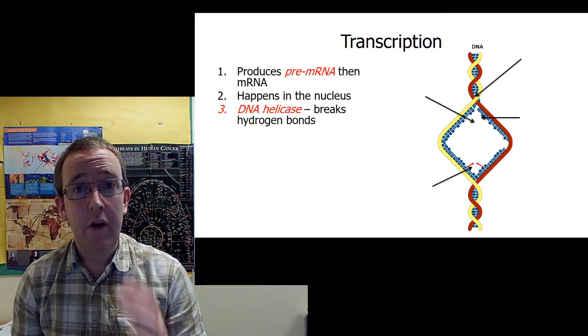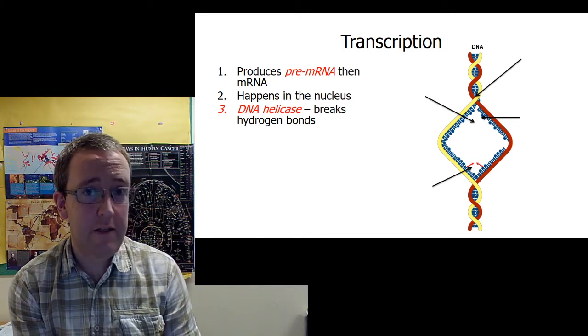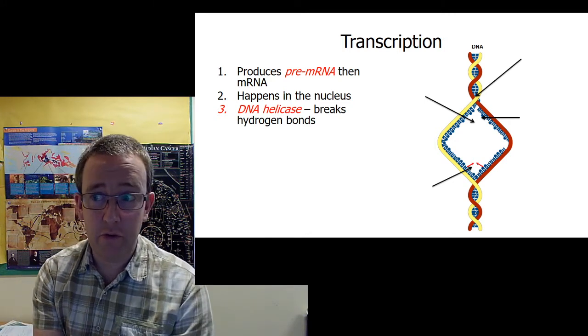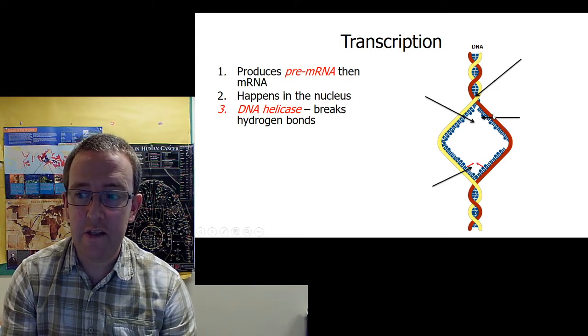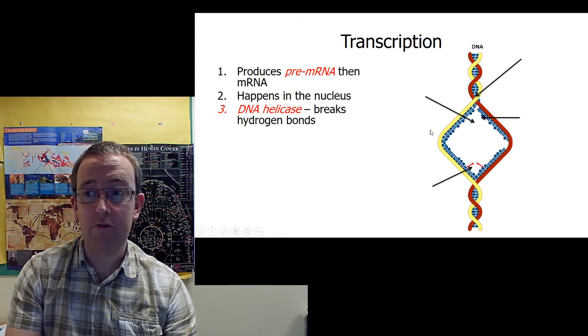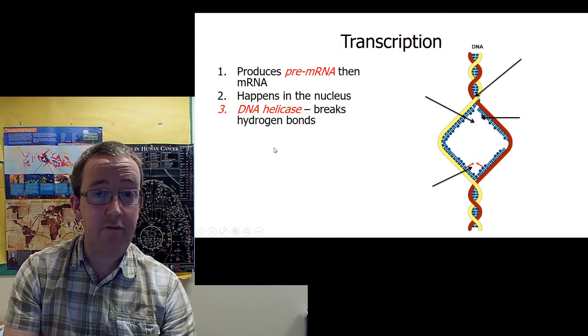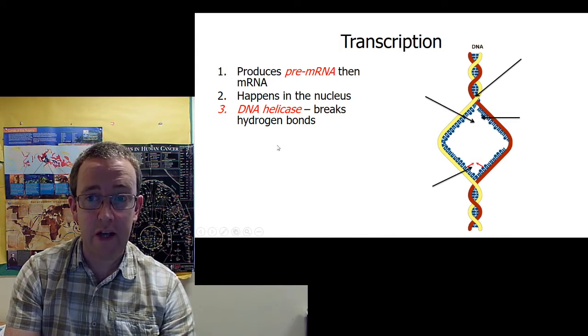Now here's an enzyme that you've come across before. DNA helicase breaks down hydrogen bonds, so it basically splits the DNA helix and creates this gap here, which we call the transcription bubble. So that's the same enzyme that's in DNA replication. You will have come across that before.